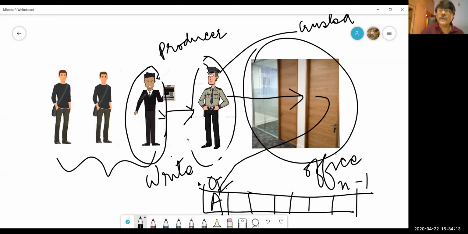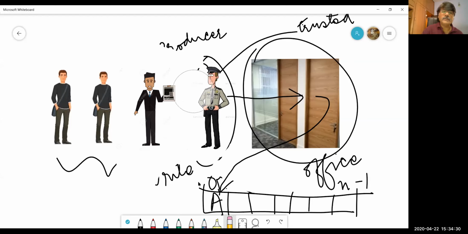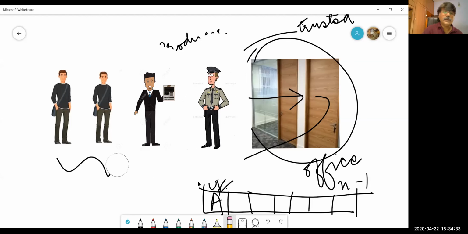So he will not do any harm to the resource. He is so trusted that if you ask him to only perform the write operation on the buffer, he will perform only the write operation. Similarly, there is a consumer. Now, what is the purpose of a consumer? The purpose of a consumer is to only remove the information from the buffer and use it.